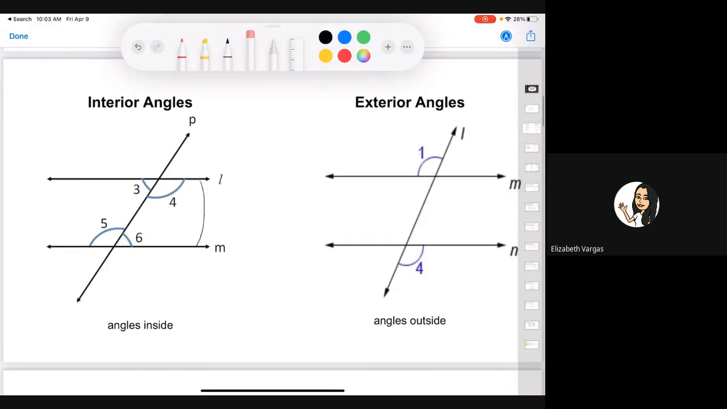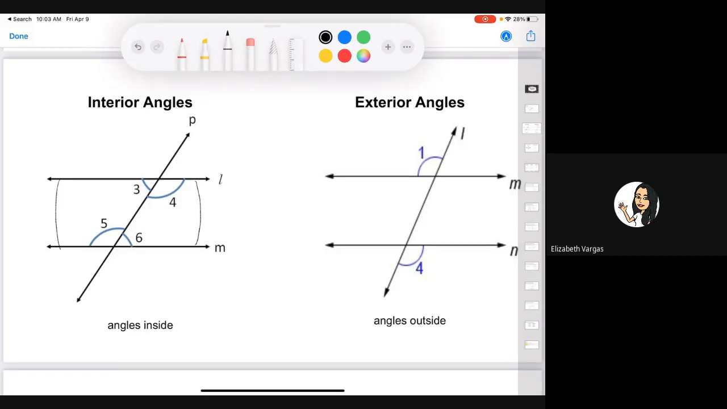These transversals create different types of angles, and we're going to look at those different types of angles that we have in geometry. So whenever we have a transversal, in this instance our transversal P, we get different types of angles, and the first type is interior angles. Interior angles are basically angles on the inside. So these angles on the inside of those parallel lines, all those angles would be interior angles.